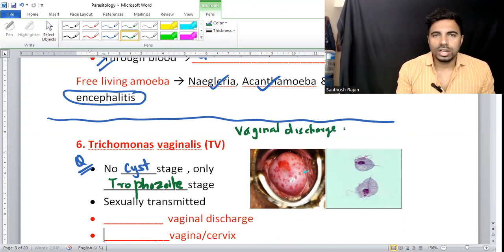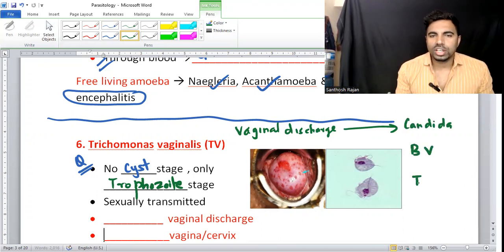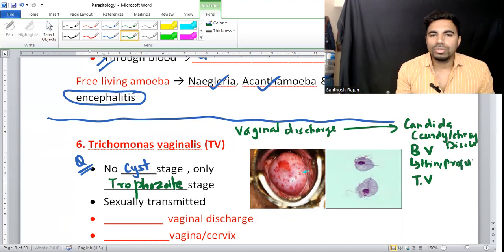When you talk about vaginal discharge, there are three things you have to remember. One is Candida, the other is bacterial vaginosis, and the other is Trichomonas vaginalis. Candida gives a curdy or cheesy discharge. Bacterial vaginosis gives a thin, profuse, fishy discharge.